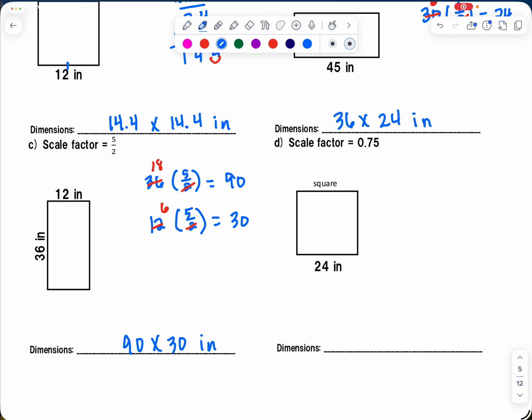All right, problem D. We have a scale factor of 0.75 and we have a square. So in the original square, the sides are all 24 inches. So to form my new square, I'm going to multiply 24 times 0.75. Now you could put that in your calculator, but for me, I think it's easier to write 0.75 as 3/4, and then just say 4 goes into 24 6 times, and 6 times 3 is 18. Then I don't even have to get my calculator out. So this would be 18 by 18 inches for my new dimensions.